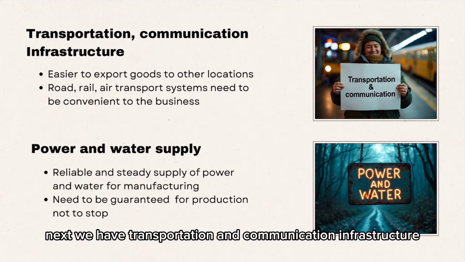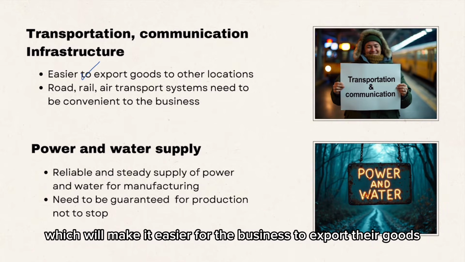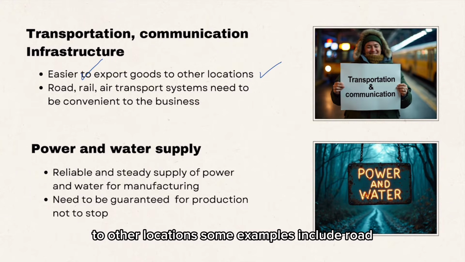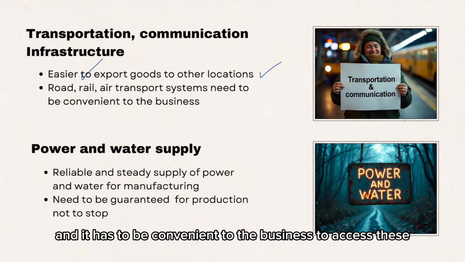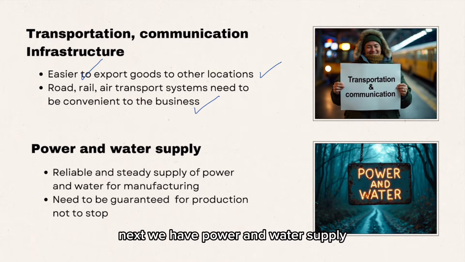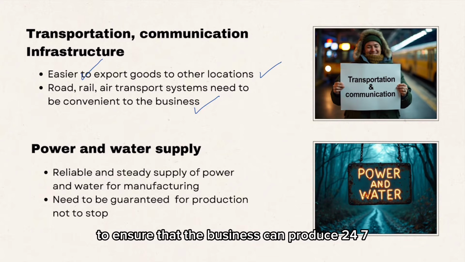Next, we have transportation and communication infrastructure, which will make it easier for the business to export their goods to other locations. Some examples include road, rail, and air transportation system, and it has to be convenient to the business to access these. Next, we have power and water supply, and this needs to be reliable and steady to ensure that the business can produce 24/7.